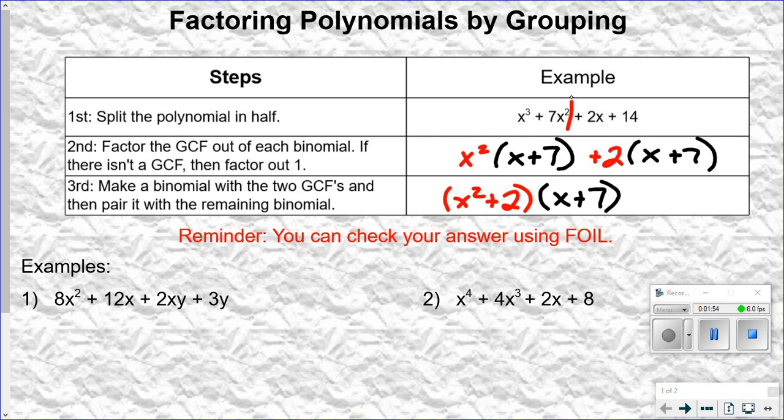So again, what I did is I split this in half. The left half I factored out an x squared. The right half I factored out a 2. The factors x squared and 2 I grouped together into a binomial, and then I multiplied that times the remaining binomial. And don't forget, you can check your answer using FOIL. So let's look at some more examples of this.